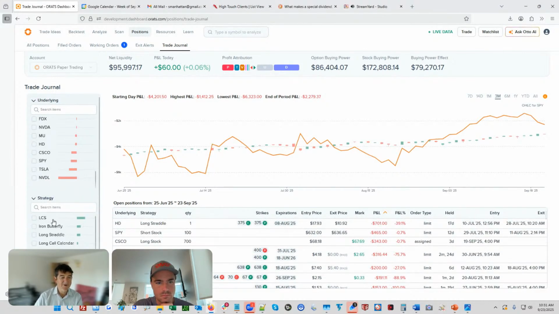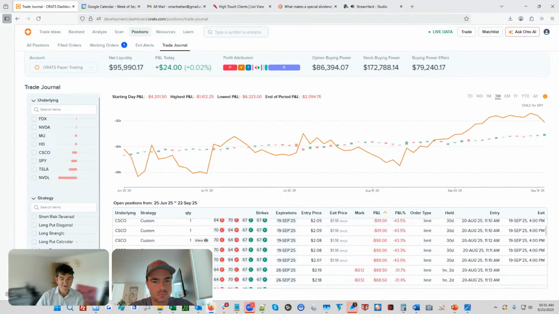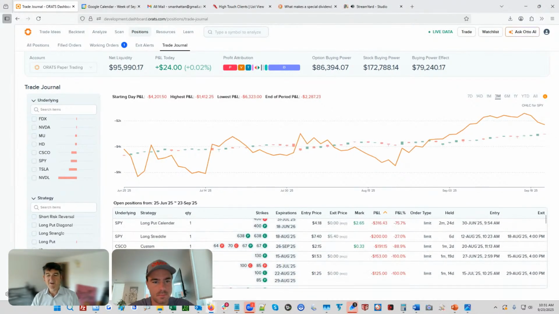Then I could look at it by strategies. Here's a long call spread. That's the one that we saw for gold, and then the short stock. Again, I didn't get out of short stock probably, and that's what cost me. But yeah, very cool.